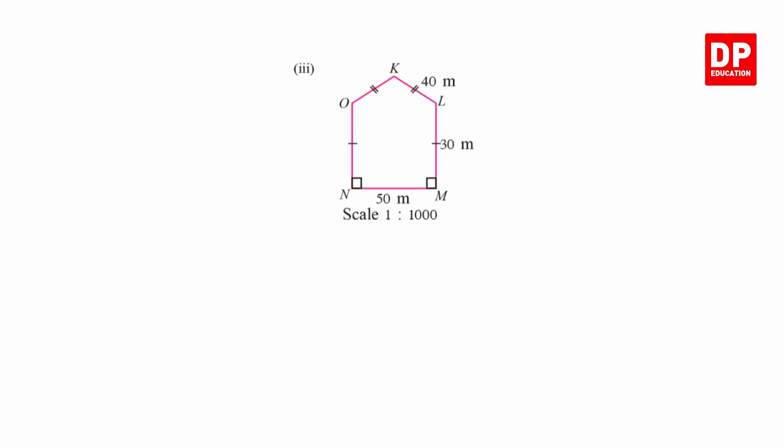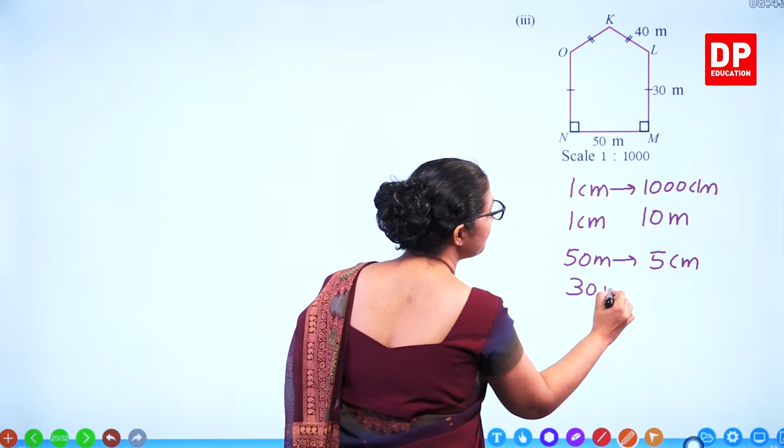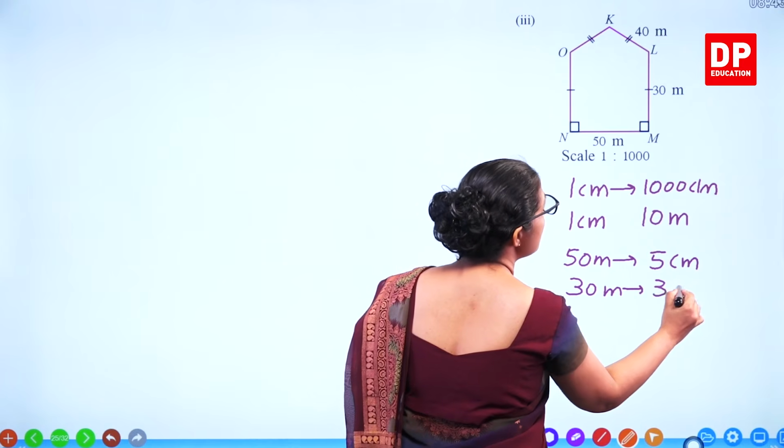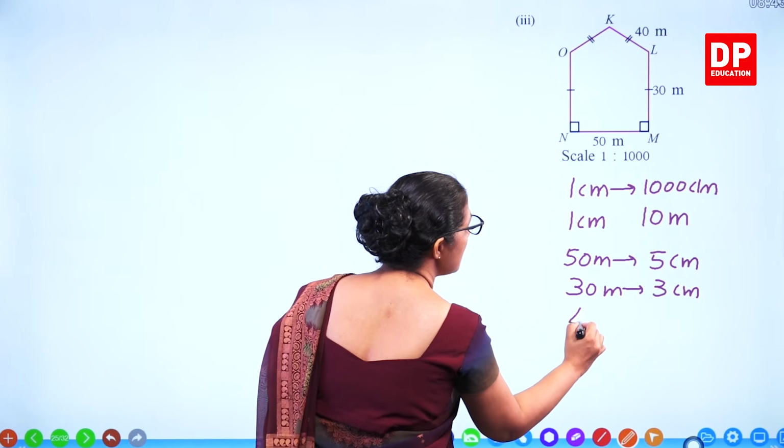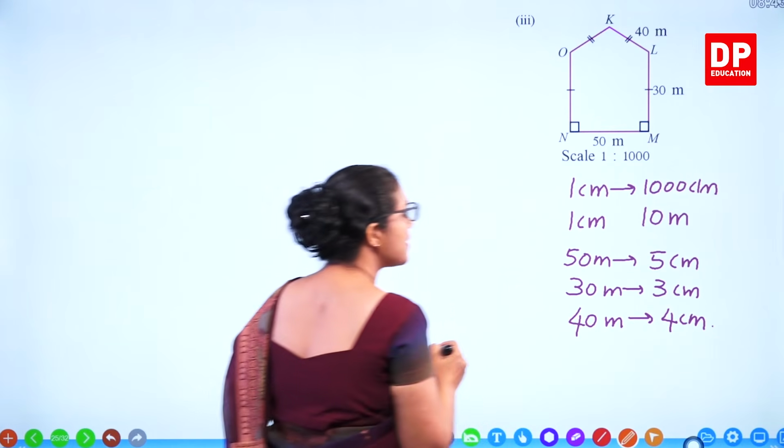This diagram, 1 to 1000. 1 centimeter represents 1000 centimeters. Divide by 100, that means 10 meters. So we'll convert all these measurements. 50 meters means divide by 10, that's 5 centimeter length we have to take. 30 meters means 3 centimeters. 40 meters means 4 centimeters. Those are the scale measurements.